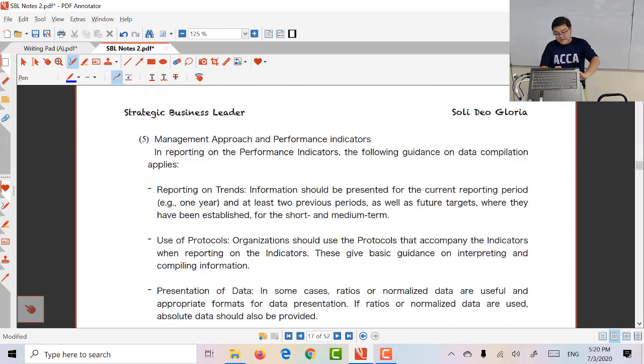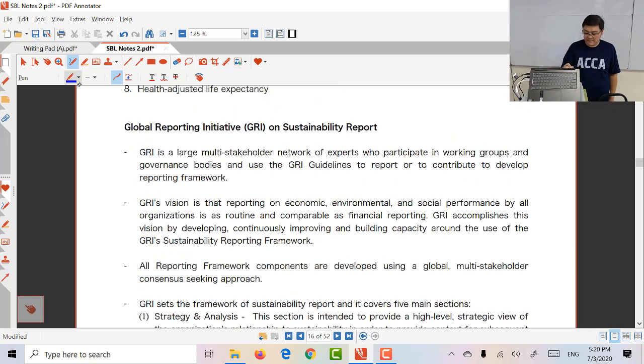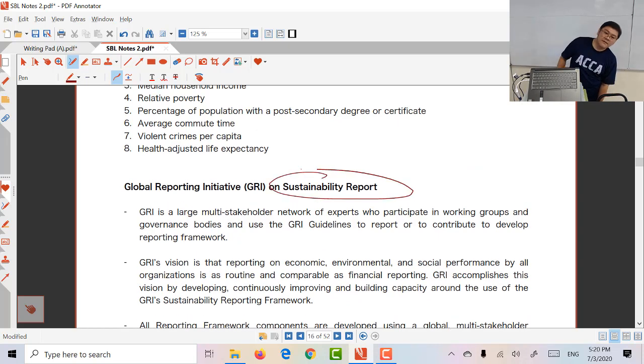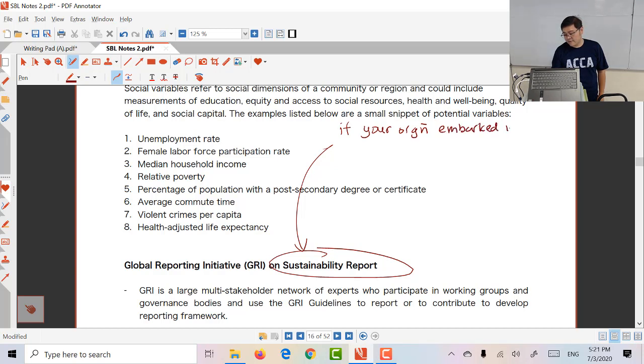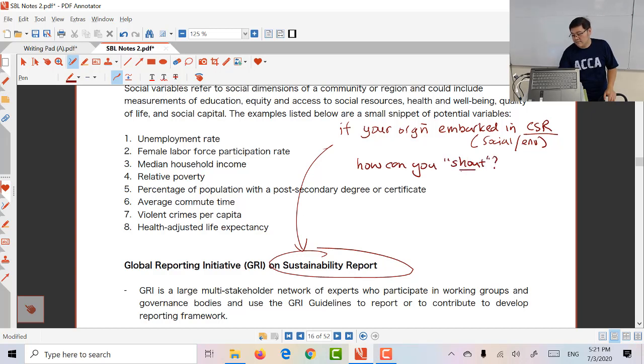Okay, now let's look at this part here, page 116. Let's look at the sustainability report. If your organization embarks on CSR, and this CSR can be focused at social or at environmental, which are two arms of the triple bottom line, the next question is, how can you shout so that it will improve your image?